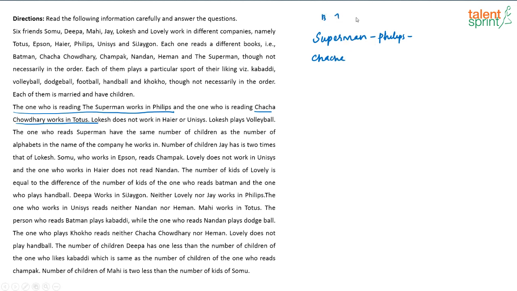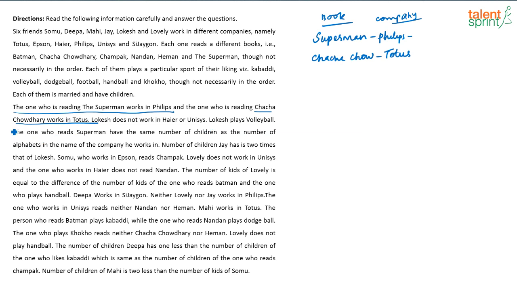Okay, book, the company. So the one who is reading Chacha Chaudhary is working in Totus. Okay, and Lokesh plays volleyball. Again, I don't know where to use this, right? Lokesh does not work in Hair or Unisys.